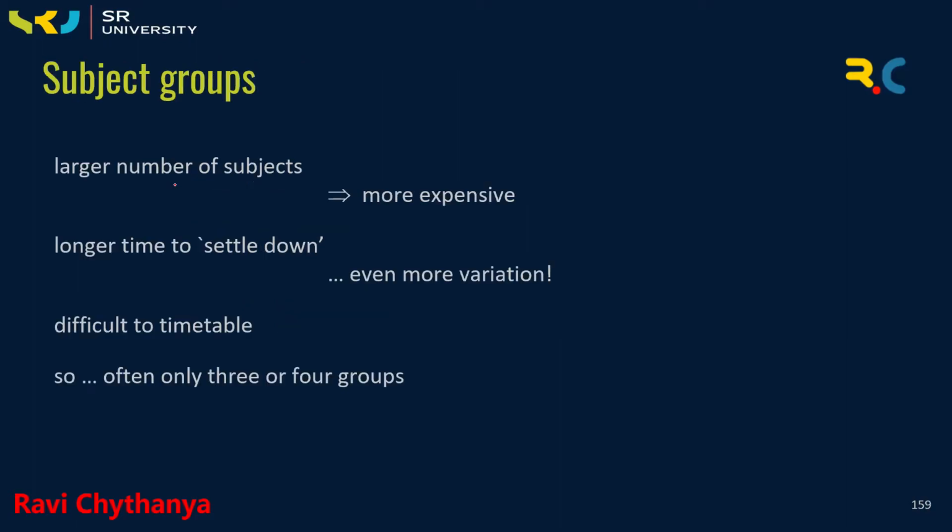Okay, so next, subject groups. Here, the larger the number of subjects, the more expensive it will be, with a longer time to settle down, even more variation, and it is difficult to timetable. So often only these four groups you are going to have. Actually, with a larger number of subjects, it will be more expensive, and it takes a longer time to settle down. You are going to have more variation, and it is difficult to timetable.